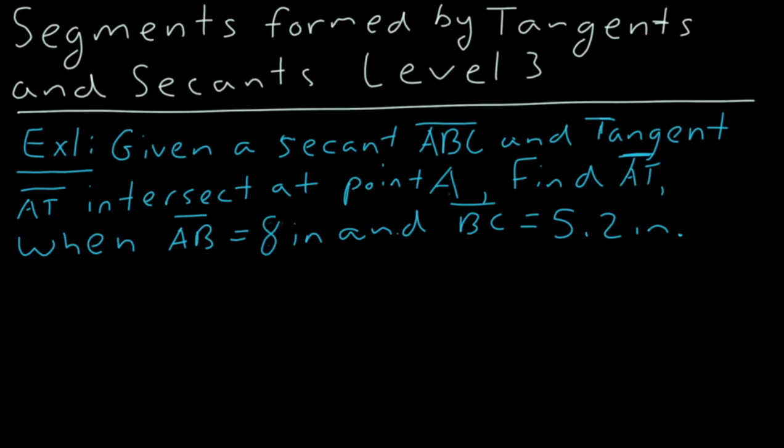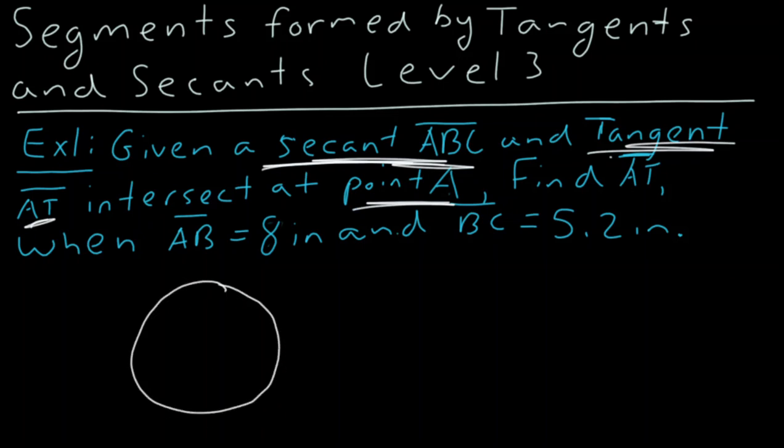So let's get started. Now example 1 says this: given a secant, and that's a keyword, so let's go ahead and underline that, secant ABC, and tangent AT intersect at point A. Well, we can actually stop right here. We have enough information to draw our picture. We know when talking about secants, tangents, we're dealing with a circle. So let me draw my circle.